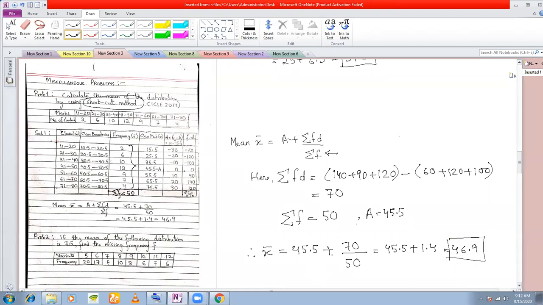They have specified the method here. See, in 2014, this problem actually came and they have specified the method: calculate the mean of the distribution by using shortcut method. So if you use your step deviation method, you'll get a 0.